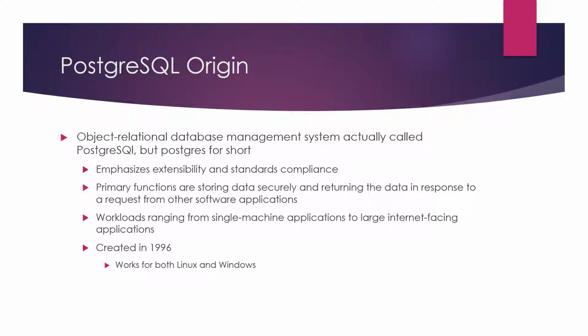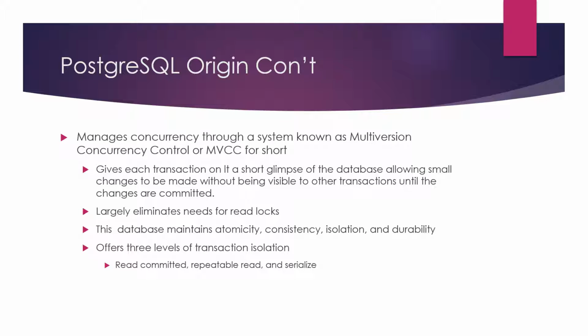It was created in 1996 and works for both Linux and Windows. It manages concurrency through a system known as multi-version concurrency control, or MVCC for short. It gives each transaction a short glimpse of the database, allowing small changes to be made without being visible to other transactions until the changes are committed.